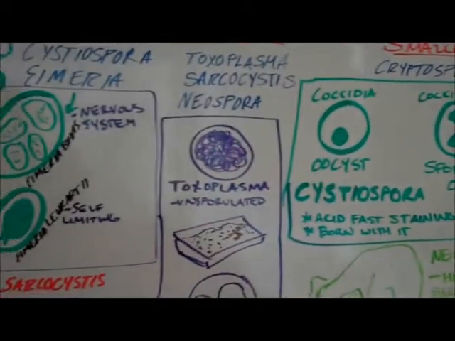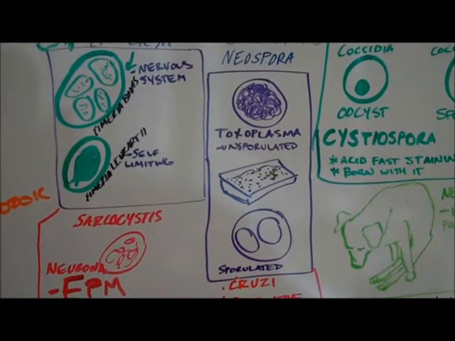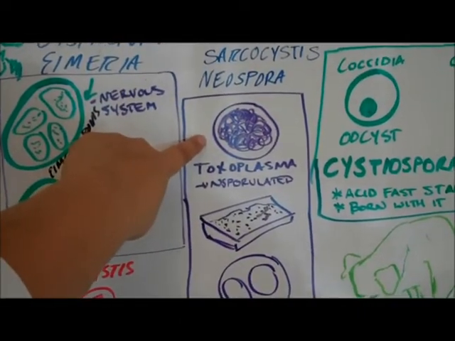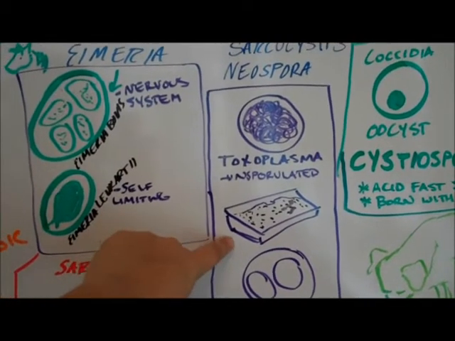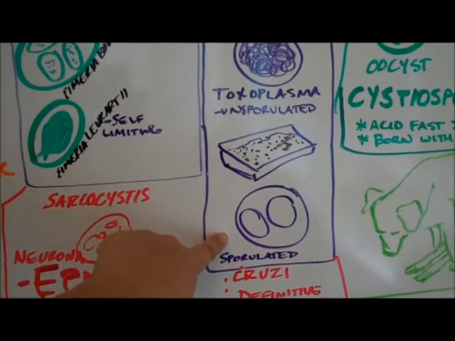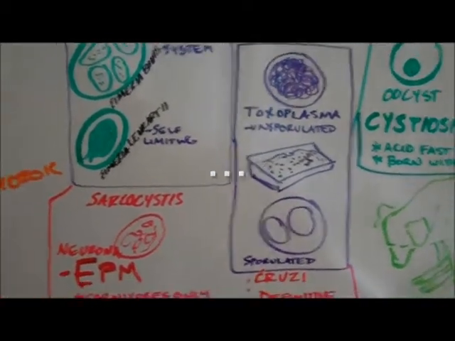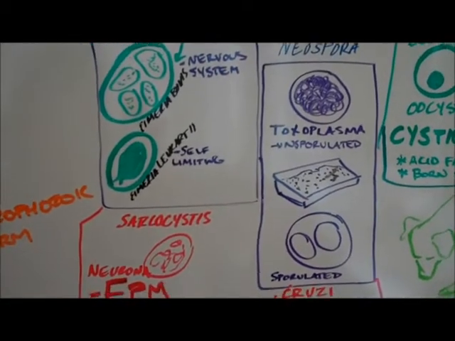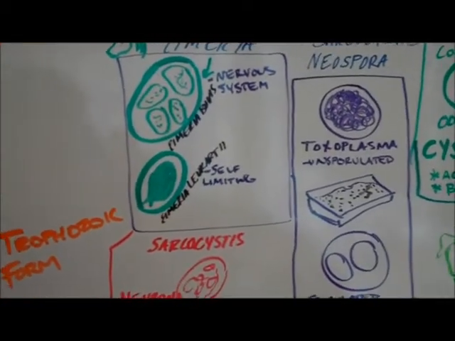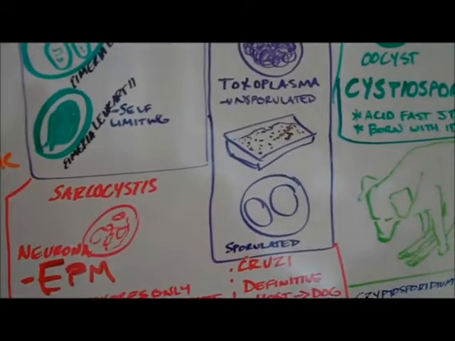Then toxoplasma, that's this area right there. That's the unsporulated one, what happens when the cat poops it out. It goes in the litter box, and when it sits for a while, it turns into the sporulated form, which is bad because it's infective. It's ubiquitous, naturally in the environment. You can catch it from gardening.